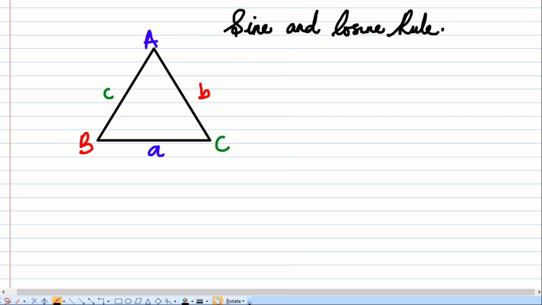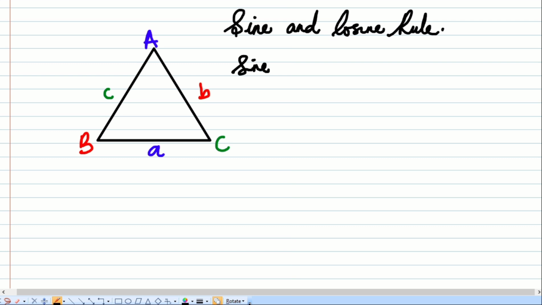Now, this angle A, you discover that it is opposite the side A, right? So that's why I'm using them with the same colors, and they're always opposite. So this is the first thing you should get used to: the angle is always opposite the given side. So angle A is opposite side A, angle B is opposite side B, and angle C is opposite side C. So if you have gotten used to this, now let's first of all state the sine rule.